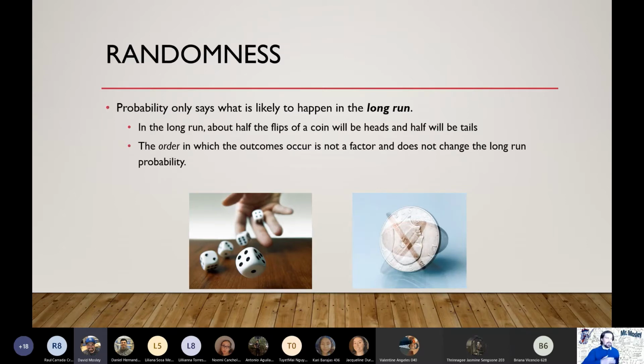We could flip a coin 100 times and the first 50 could all be heads. The probability of the first 50 being heads is very small, but not 0, which means it could happen. And then we could have the next 50 all be tails. And again, the probability of getting the first 50 heads and the second 50 tails, very small, but not 0.